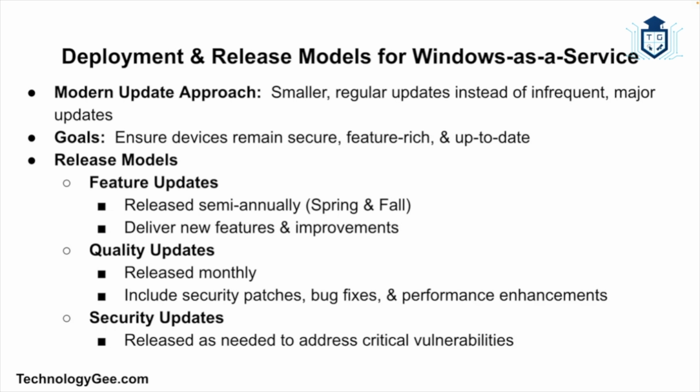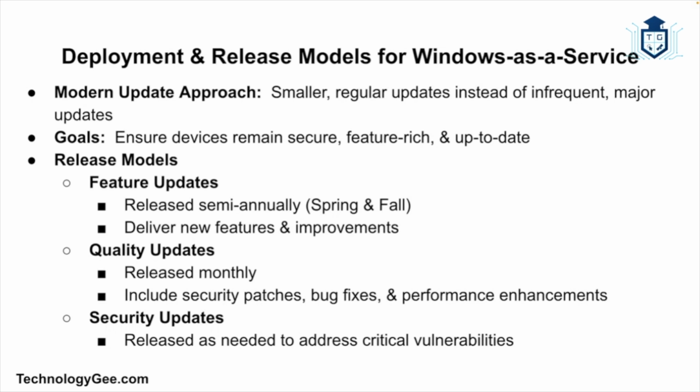All right, next let's talk about deployment and release models for Windows as a service. Windows as a service is a modern approach to delivering Windows updates and features. Instead of major, infrequent updates, Windows as a service delivers smaller, regular updates to ensure devices remain secure, feature-rich, and up to date. So let's talk about release models.